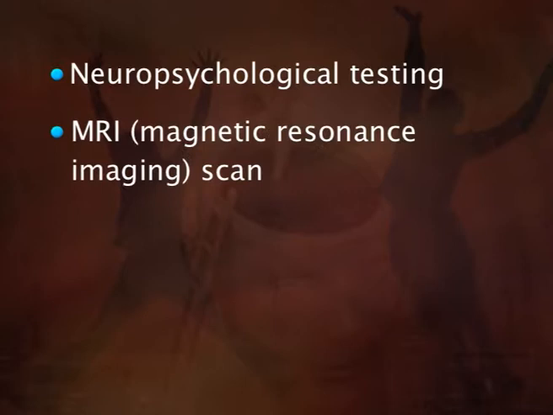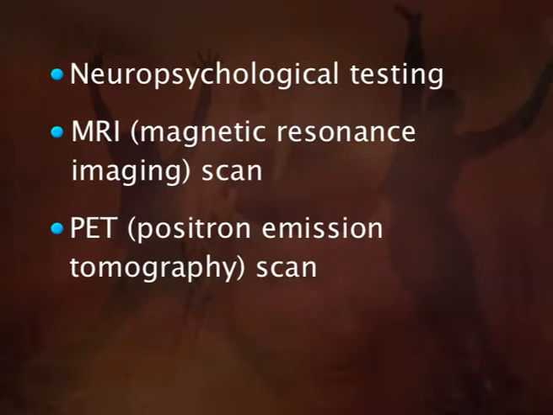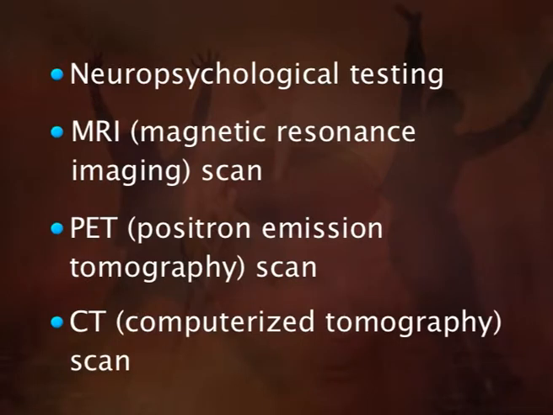Like in the other forms of dementia which we have discussed in our earlier session, here also the diagnosis is done with the help of neuropsychological testing, MRI, the magnetic resonance imaging scans we have discussed in the earlier session, the PET scan, that is positron emission tomography scan, or CT, that is computerized tomography scan.